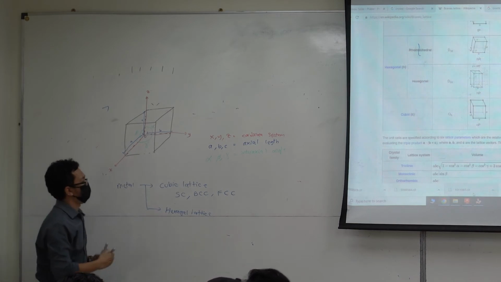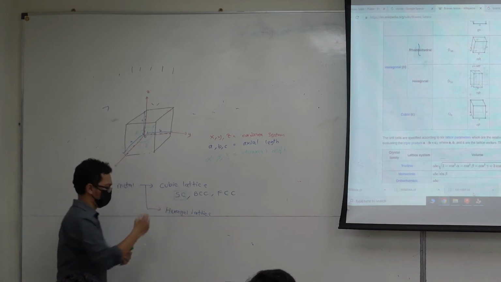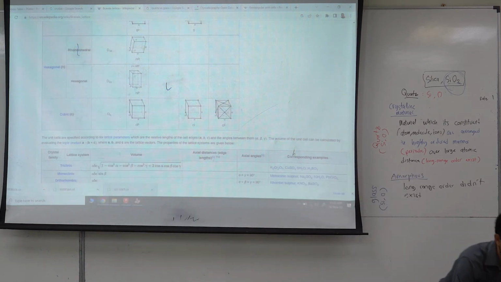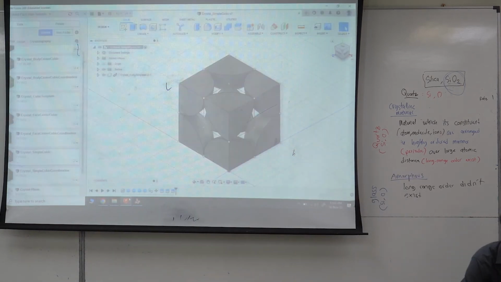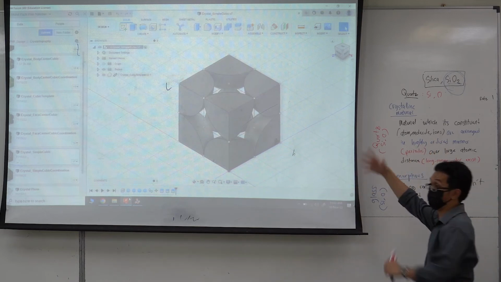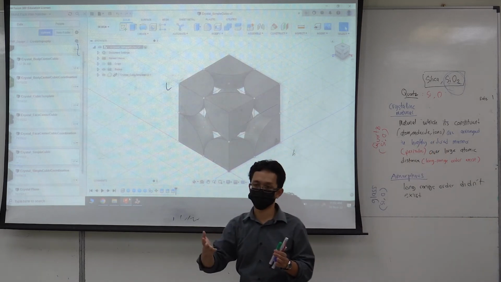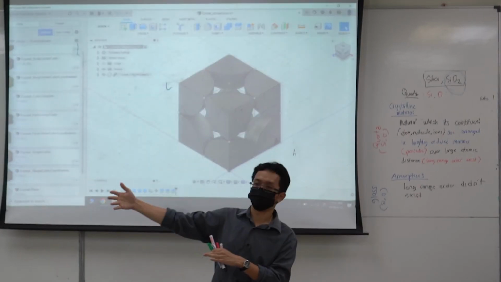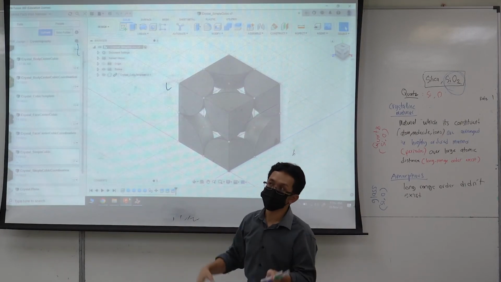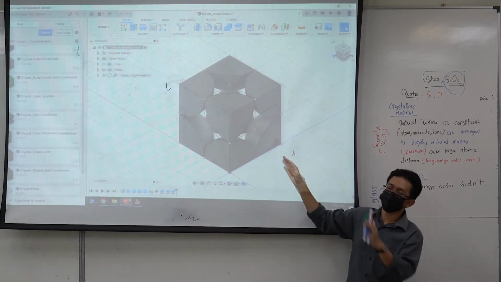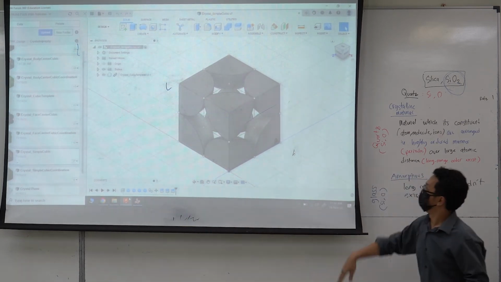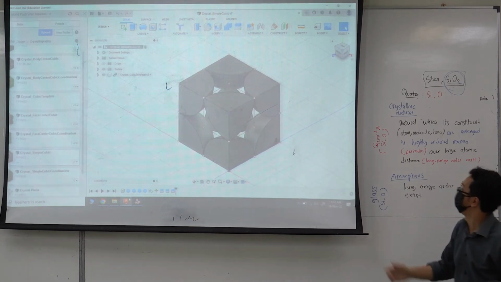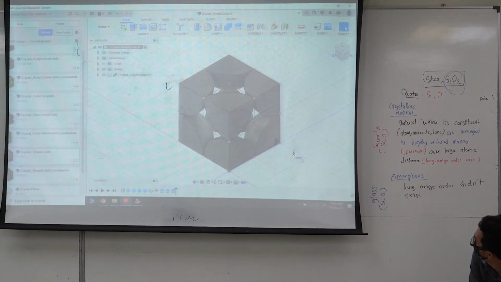So let's talk about what is simple cubic. Simple cubic lattice is like this. This is basically Fusion 360. You can draw this thing. Normally when you go for the 3D printing course later on, at the end of this course, week 14, week 13 is about 3D printing. So you need to be familiar with Fusion. You can draw anything in CAD, computer aided design, we call it. So basically this is a cubic lattice.